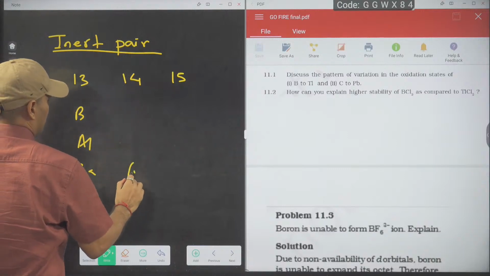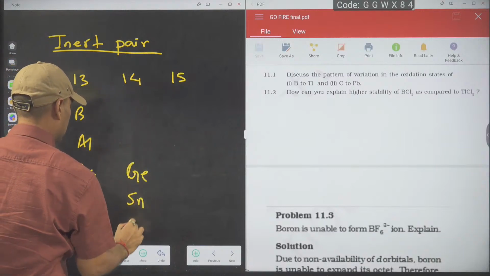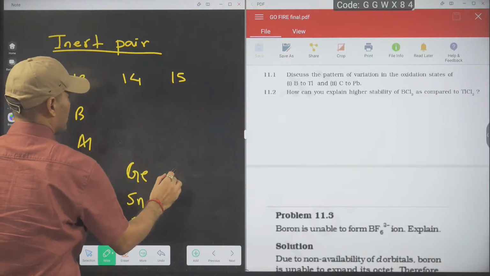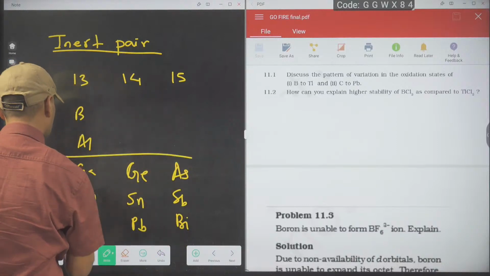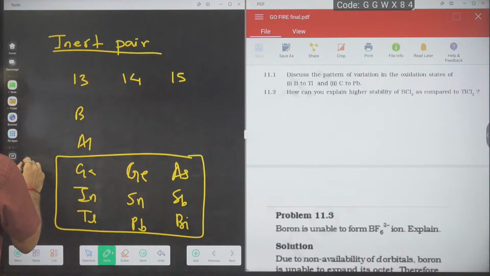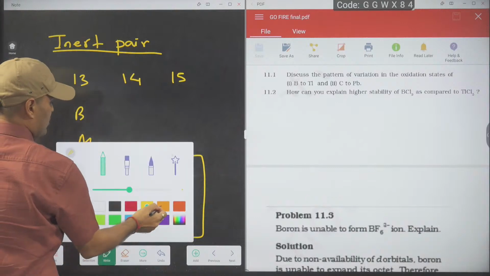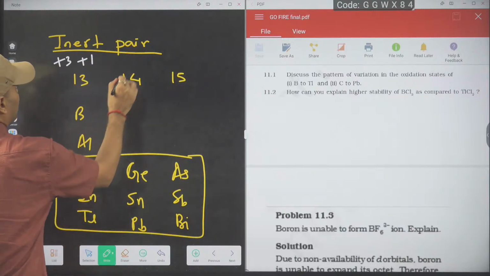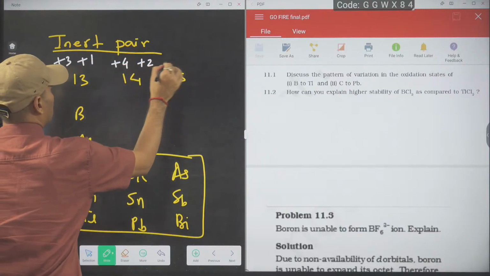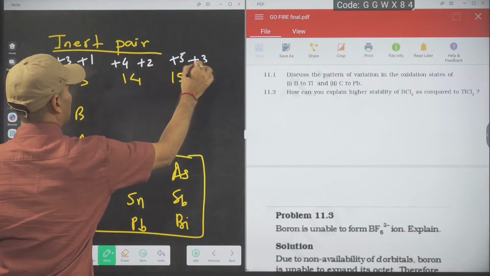Carbon, silicon, germanium, tin, lead. Nitrogen, phosphorus, arsenic, antimony, bismuth. So in these elements, that is n greater than 3, from the fourth period onwards, do you know the oxidation state of group 13? Plus 3, plus 1. Plus 4, plus 2. Plus 5, plus 3.